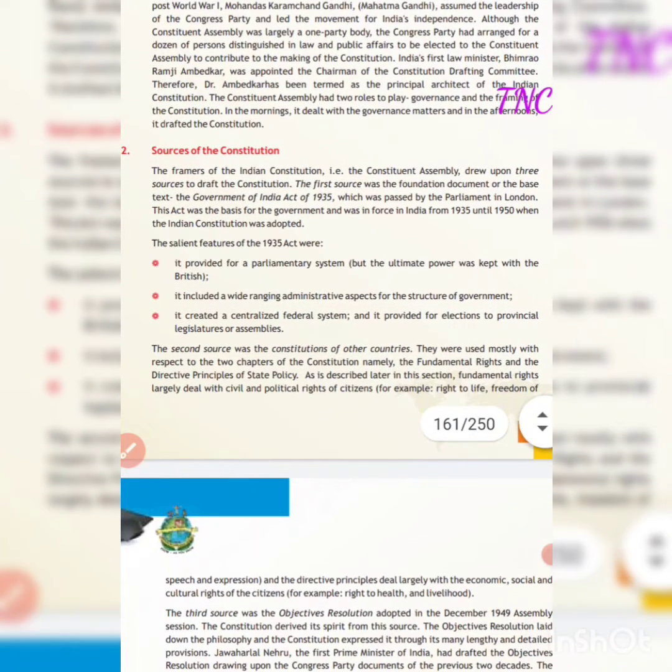This act was the basis for government and was in force in India from 1935 until 1950, when the Indian constitution was adopted. So from 1935 to 1950, till the Indian constitution was framed, it was complete and adopted in India, and then after 2 years or so, the first general elections were held in independent India.